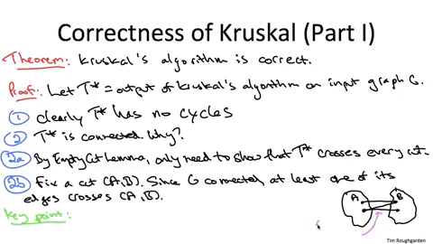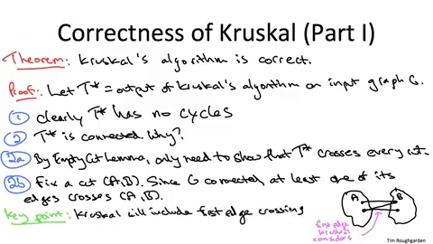I want you to think about this cut AB, which has at least one edge of G crossing, and I want you to fast forward Kruskal's algorithm until the moment that it first considers an edge crossing this cut AB. The key claim is that this first edge seen by Kruskal's algorithm is definitely going to be included in the final output T star. So why is this true?